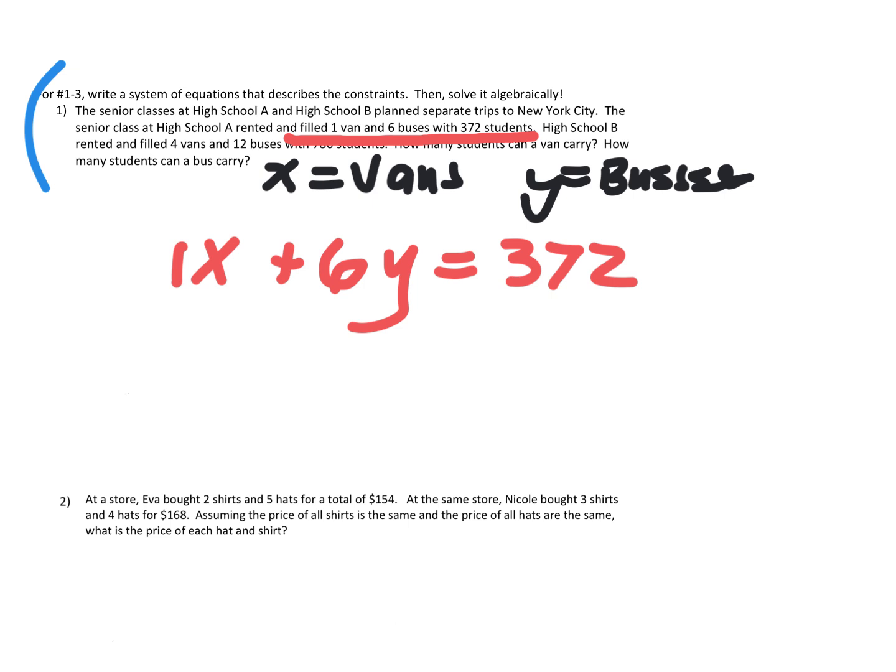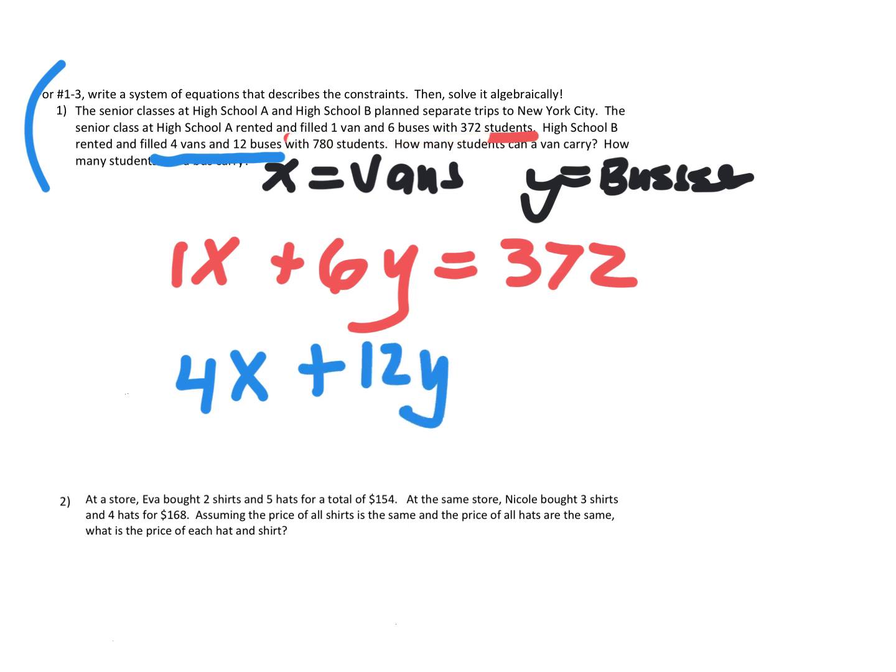All right, this next one: 4 vans, and 12 buses with 780. I feel like that's easy. Is that easy? I think it's easy. Now it's a system of equations and you could solve it.